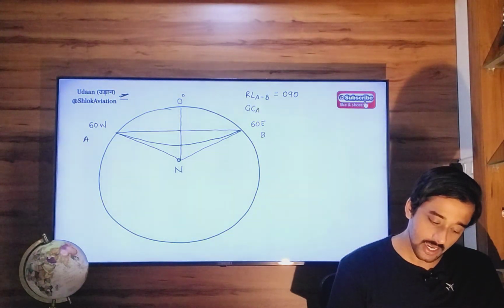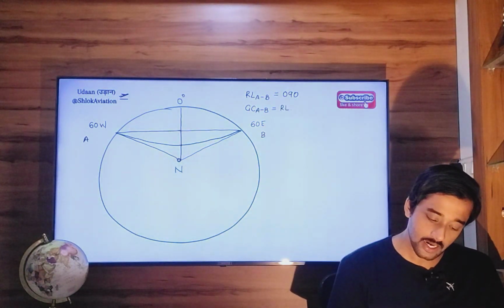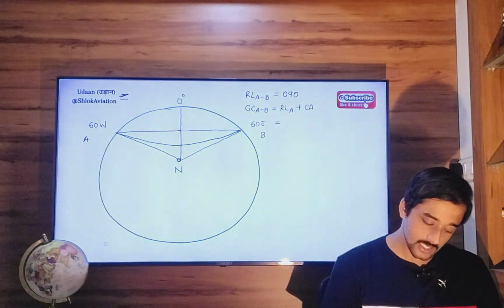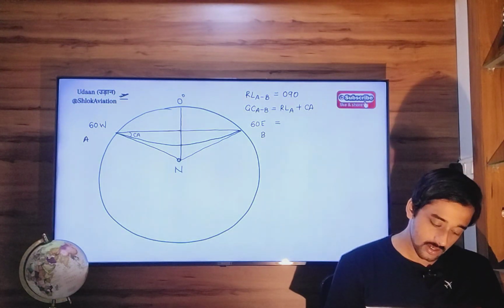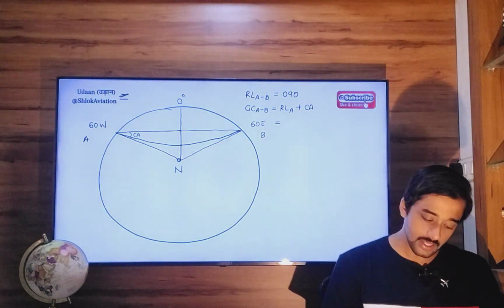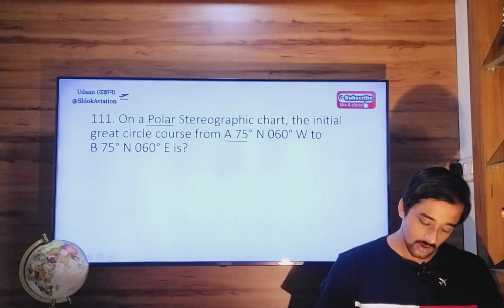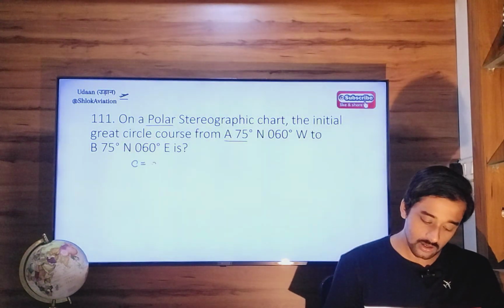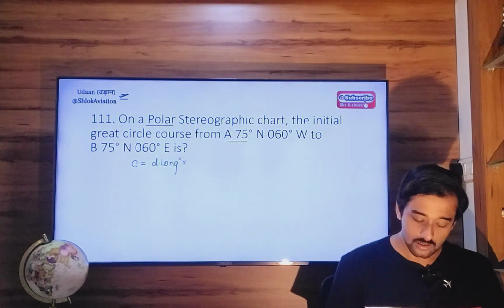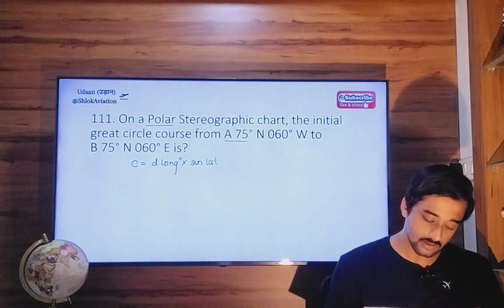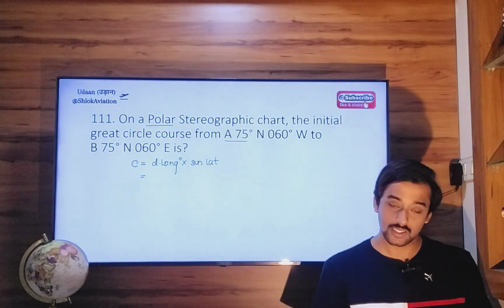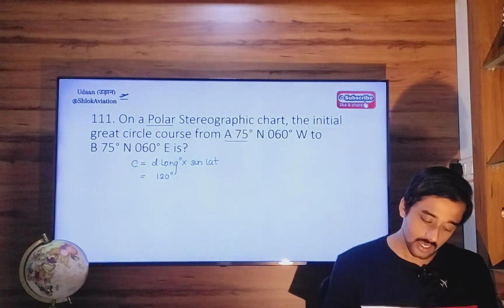Okay, so great circle track A to B will be rhumb line track A to B plus convergency angle. Okay, so convergency angle is this small angle here. So great circle will be this rhumb line plus this convergency angle. Now rhumb line track is 090. What is convergency here? D long degree into sine of latitude. D long, 60 west, 60 east. So 120 degree into sine of 75.